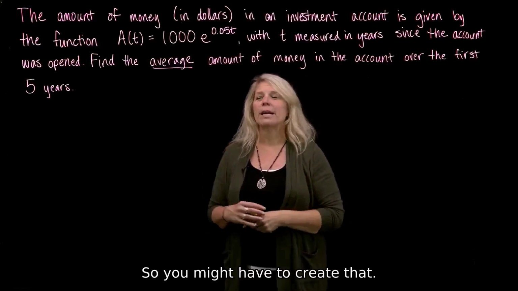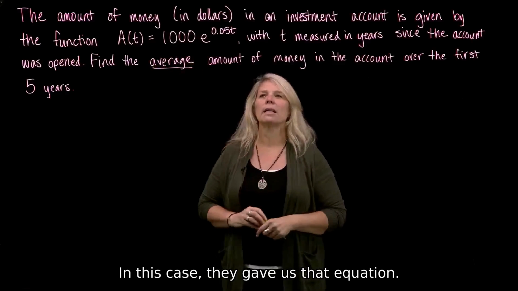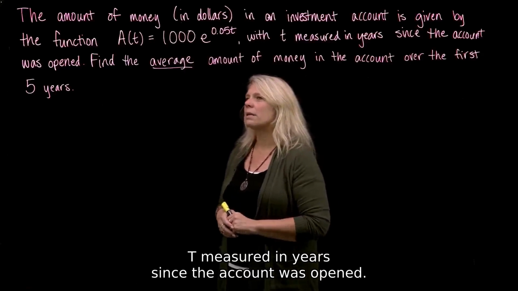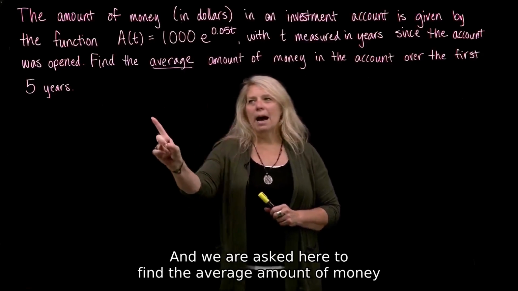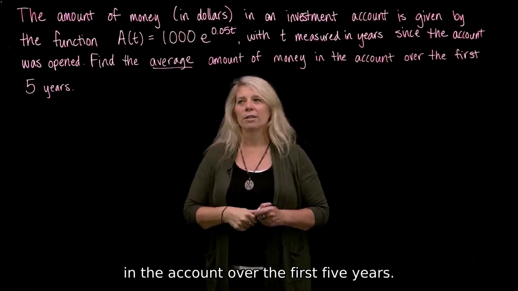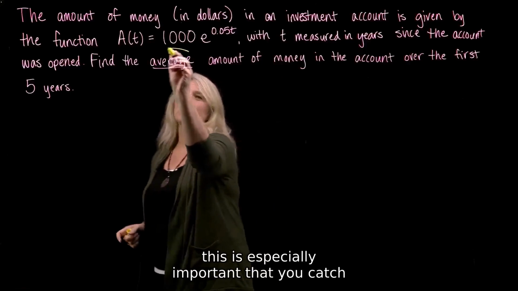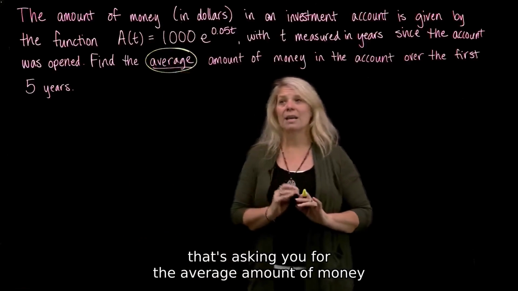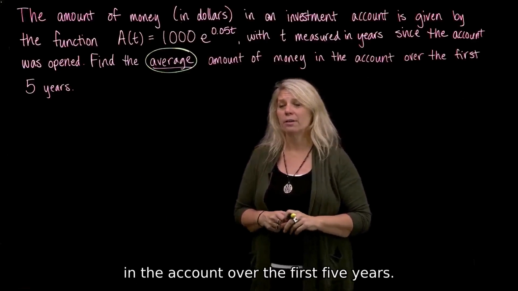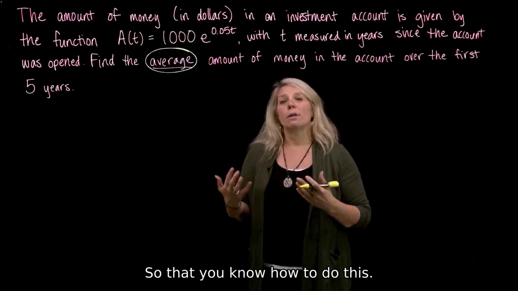So you might have to create that. In this case, they gave us that equation. T is measured in years since the account was opened. And we are asked here to find the average amount of money in the account over the first 5 years. So I underlined this word here. This is especially important that you catch that it's asking you for the average amount of money in the account over the first 5 years. So that you know how to do this.